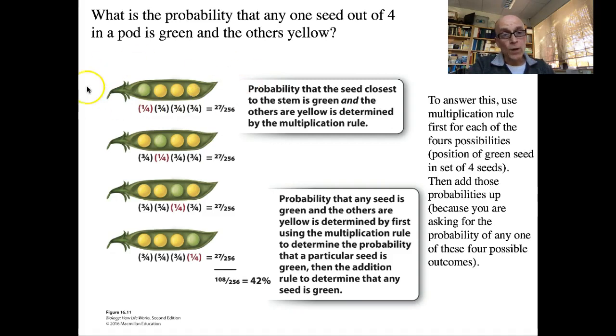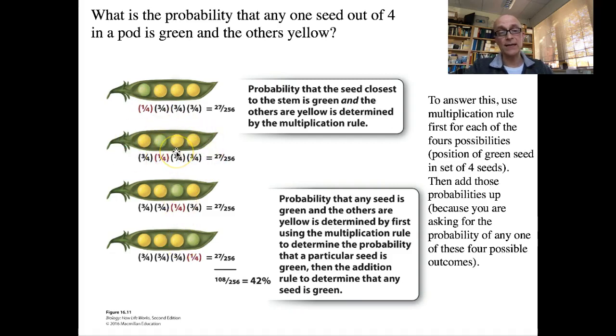Now, that whole combination, having these together, is this plus this plus this plus that. So that is 27/256. And if you wanted to know what the chances were that this seed is green in any of the 4 positions, you would then do the same thing for the other 3 remaining positions.